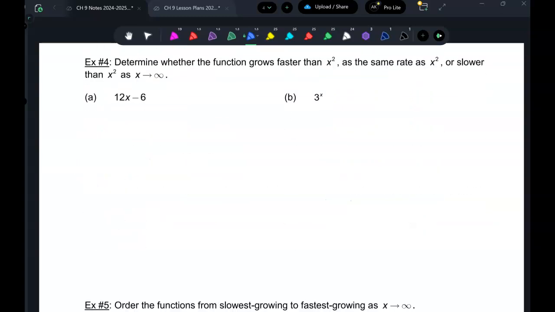Again, it's just a matter of getting infinity, 0, or a real number. Okay, so we want to determine whether the function grows faster than x squared, at the same rate, or slower. We should probably be able to make a prediction here. 12x minus 6 compared to x squared. Faster. You guys with me? You have to show. Yeah. So which one do you want to put on the top? 12x minus 6?